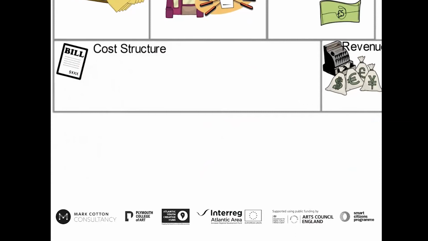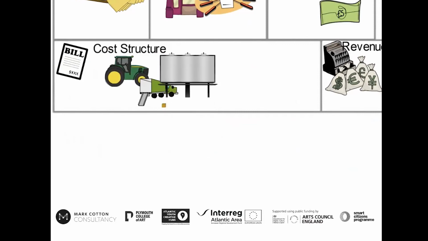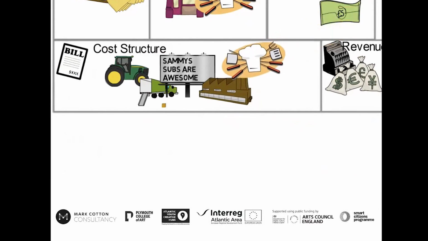Here, Sammy would include costs like paying for the food itself to the truckers that deliver the food to his stores. Sammy will also include the cost of his national ad campaign, the costs for the clothing, his chef's salaries, and the rent for his stores. After adding all this up, Sammy gets his cost structure.